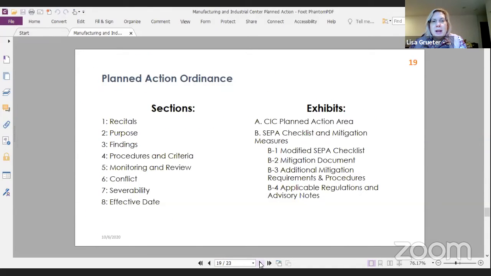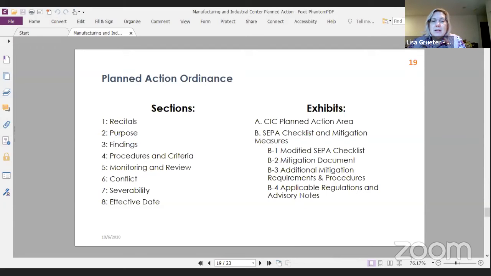So that brings us to the planned action ordinance, which is meant to take the findings of the EIS and implement them and be conditions on top of the code, but it provides more certainty for both property owners and business owners and developers. So the ordinance is set up in a typical fashion with recitals, purpose, and findings. Then there's some procedures that each planned action would go through to be determined a planned action. There's a provision for monitoring every so many years.